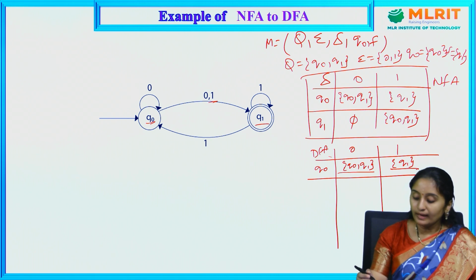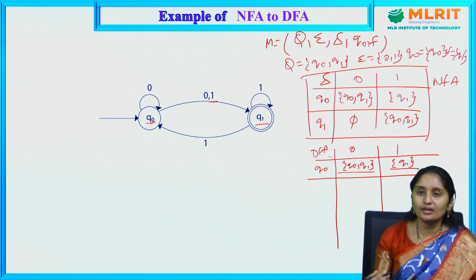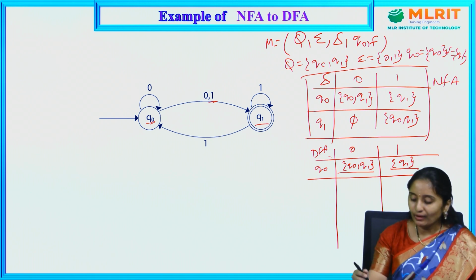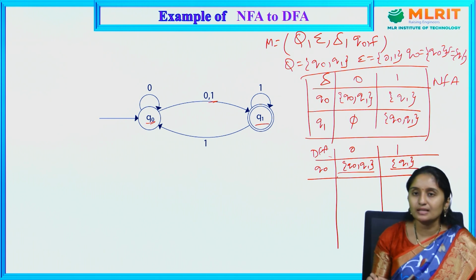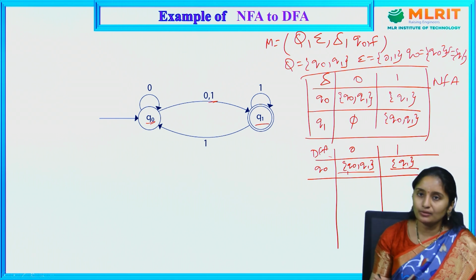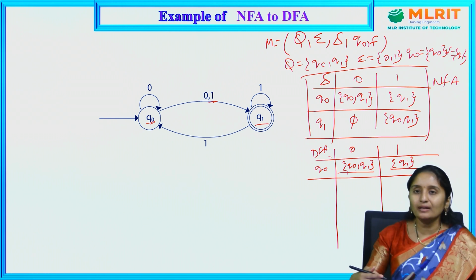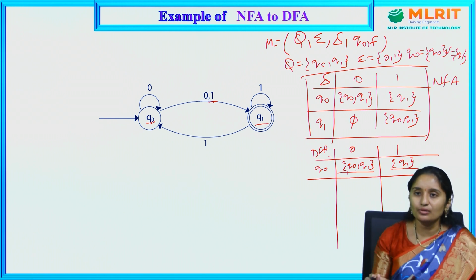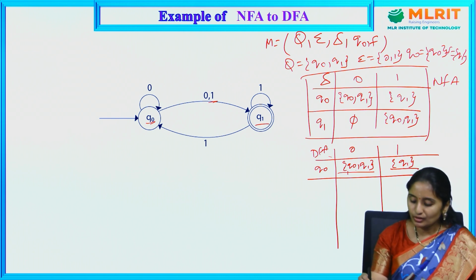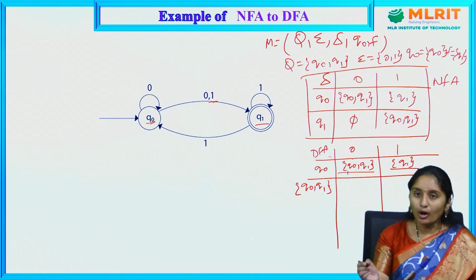How we construct a DFA transition table is, if I find a new state, then I derive that new state using these inputs. Here Q0, Q1 is one new state and Q1 is the other new state. Until when do I derive? Until I don't find any new state. The first new state is Q0, Q1, on 0 input.